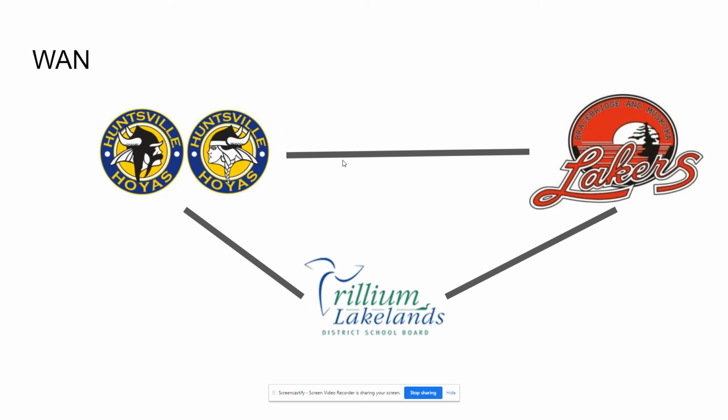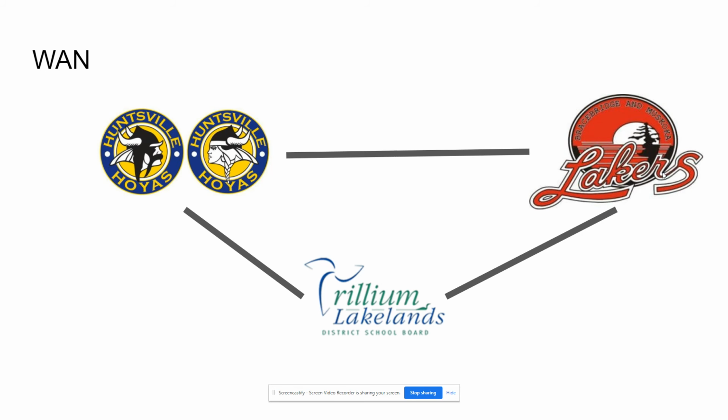Now, we also are part of a wide area network. So our server is connected. There's a broadband connection, a fiber optic cable that goes between Huntsville and Bracebridge. So you've got the Bracebridge board office, you've got the Bracebridge High School, and all of the different schools and buildings that are in the board are all part of this wide area network.